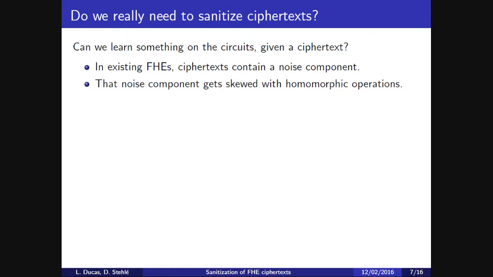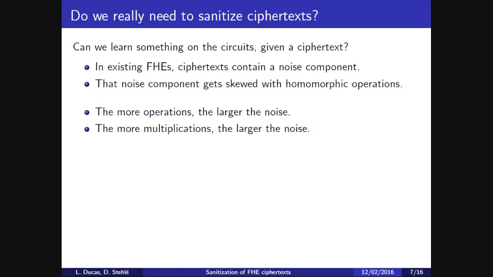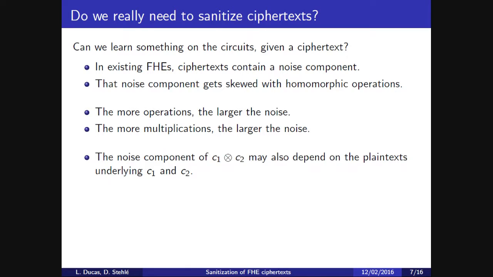Do FHE, as we know them, actually reveal some information about the circuit that was used to evaluate the final ciphertext? Well, this is the case because those ciphertexts have those noise components, and depending on the type of operation that we perform inside FHE, the noise will get larger. If we do a lot of operations, the noise will get larger, and especially with multiplication. So for example, if one computation involves a lot of addition and another computation involves a lot of multiplication, then the noise at the end of the operation that used multiplication will be larger.